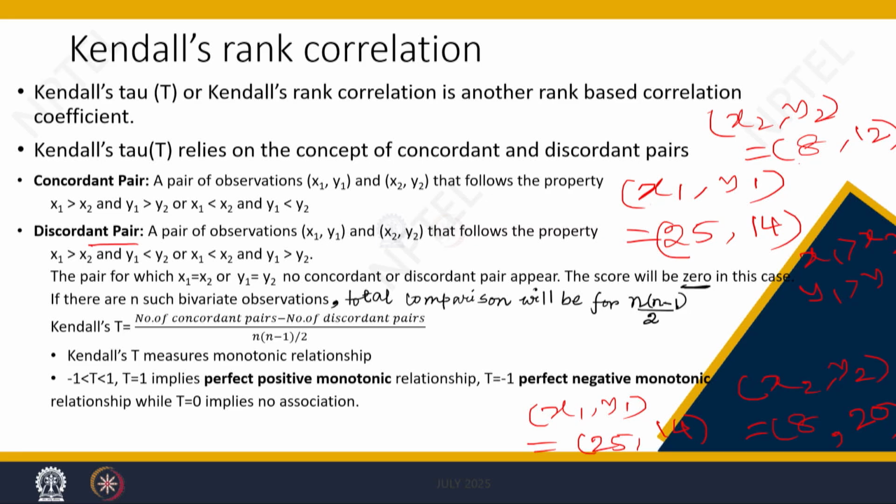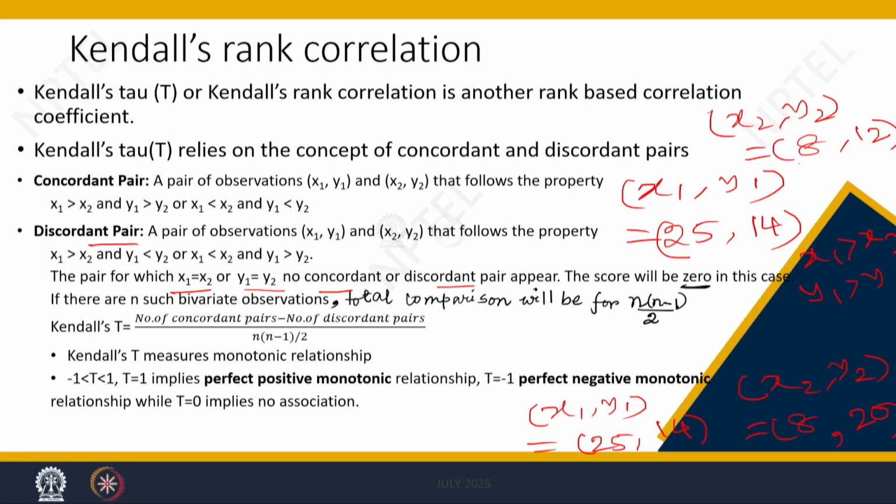For a pair for which x1 is equal to x2 or y1 is equal to y2, we will say that no concordant or discordant pair appears. The score will be 0 in this case. So for a concordant pair, generally we assign +1, and for a discordant pair, generally we assign -1. The entire Kendall's rank correlation depends on these types of assignments, +1, -1, or trivially 0.